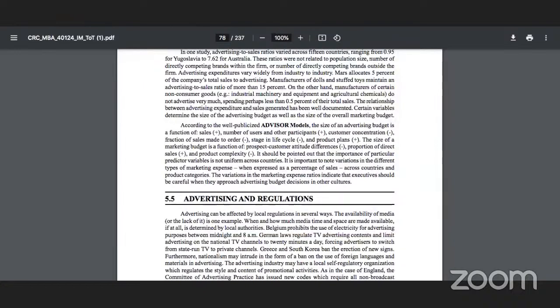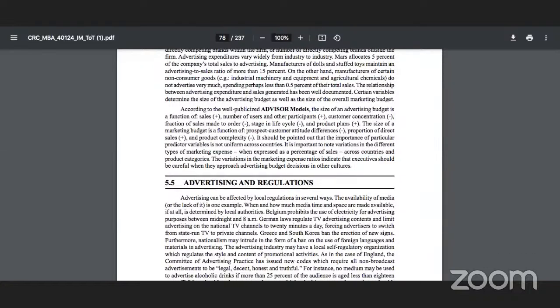That's a huge amount. Whereas the manufacturers of certain non consumer goods, that is, industrial machinery and equipment, agricultural chemicals, naturally do not advertise very much. They would rather prefer personal selling. So on advertising, their outlay may be as little as 0.5% of their total sales. Certain variables determine the size of the advertising budget as well as the size of the overall marketing budget.